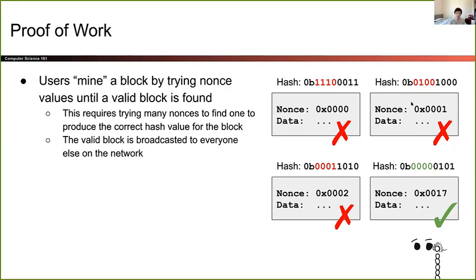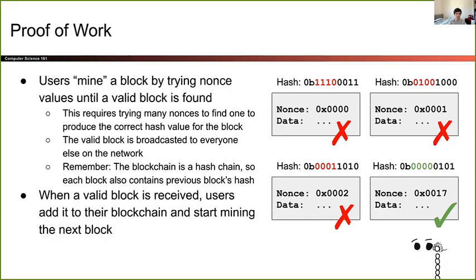Once we find it, we broadcast it to everyone else on the network. You basically say, hey, I found the nonce that you need to use. And when someone receives that valid block, they say, hey, I see that you found a valid block. I'm going to add that to my own chain, and now I'm going to start working on the next block. Again, remember that the blockchain is a hash chain, so each block contains the previous block's hash. So even though this hash has a special property of having 4 zeros in this case, it still represents all of the data in the blockchain that has ever existed.